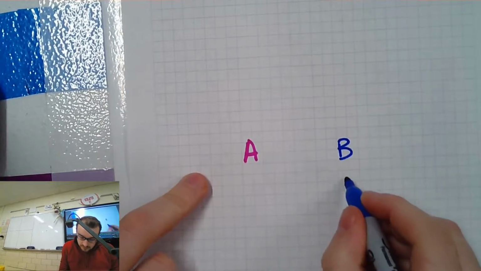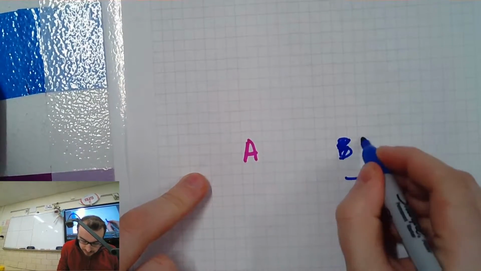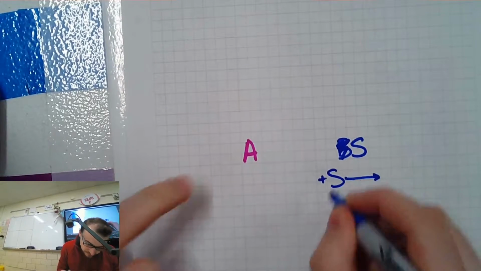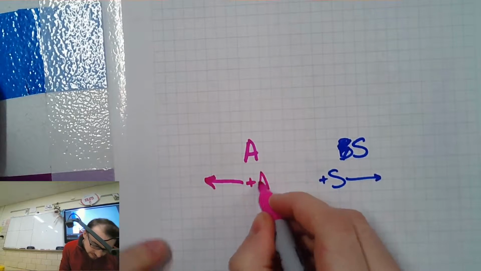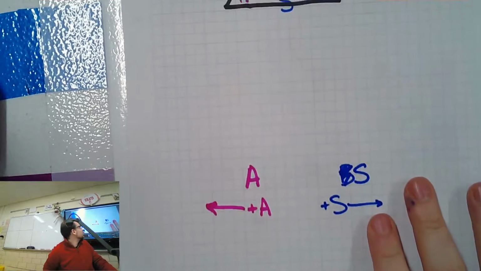Wait, why B? I'm sorry, not B, S. Yeah, my bad. Okay, so if we move to the right, we add S. If we move to the left, we add A. Find how many combinations there are.